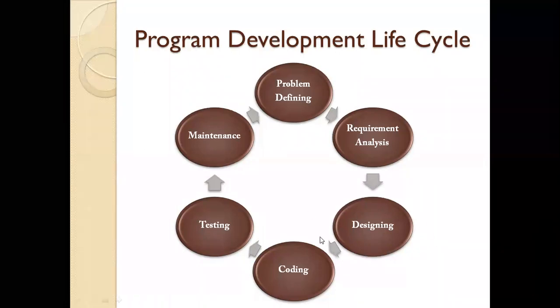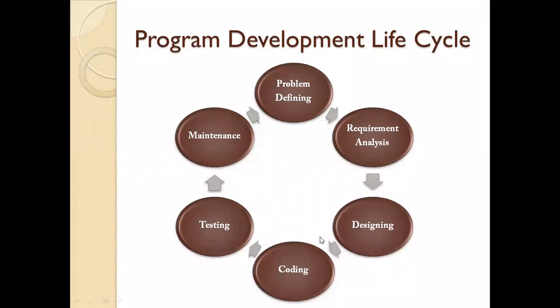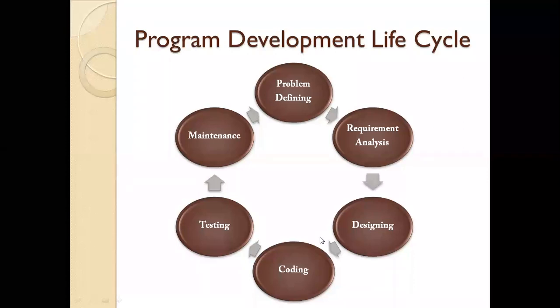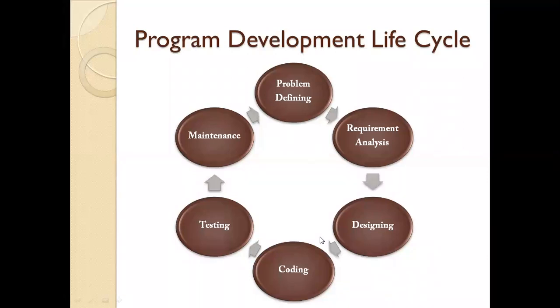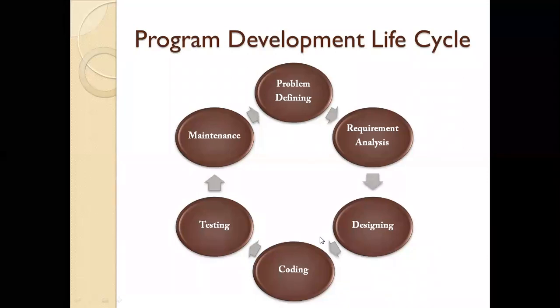Next is designing. Now after deciding what you require, you can start designing your program. Designing means you can create either an algorithm for the program, or you can also create a flow chart. This is your choice now. Either you want to write the steps in simple English language as an algorithm, or you want to draw it in a diagrammatical form, that is known as flow chart. So this part is known as designing.